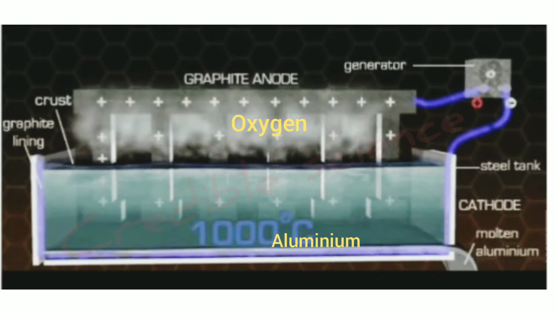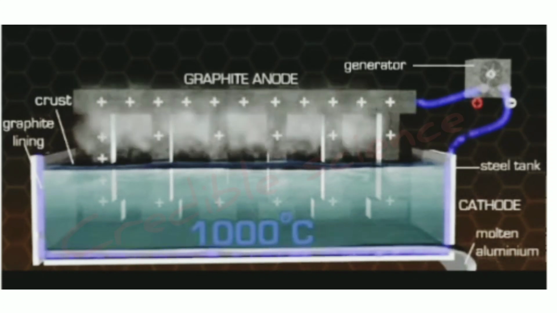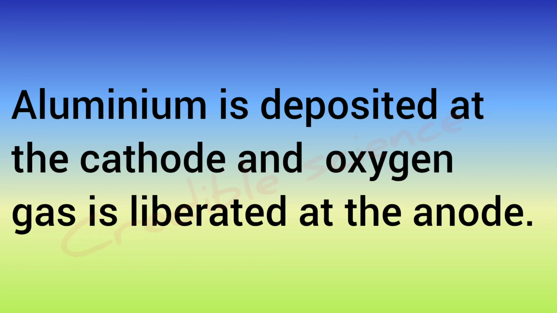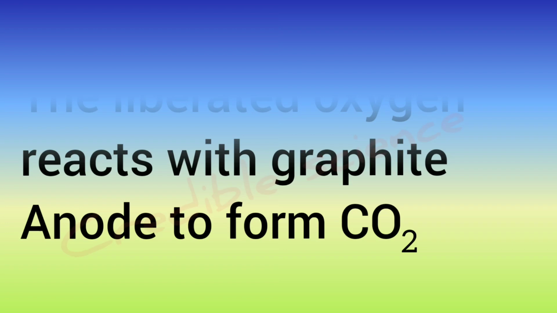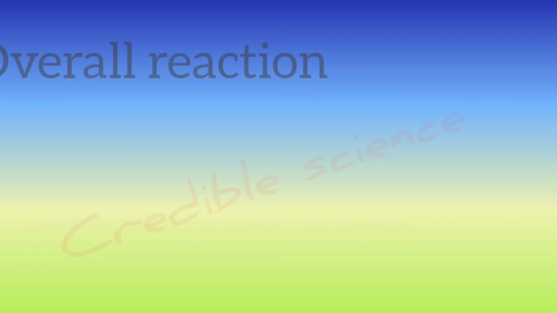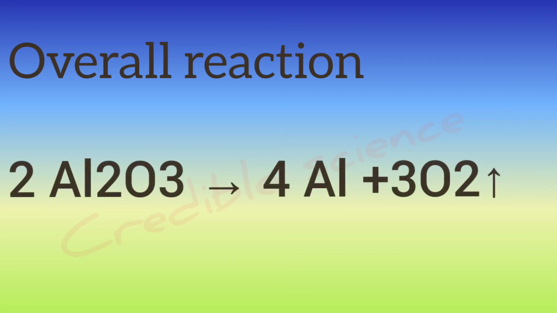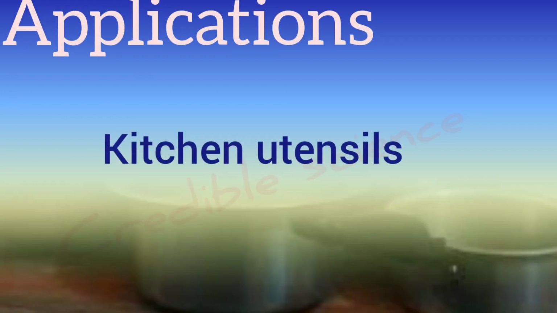The aluminium which is formed is in the molten form, flows down towards the bottom of the tank and is collected at the cathode. The liberated oxygen reacts with the graphite anode to form carbon dioxide. So what is the overall reaction? Aluminium oxide gets reduced by electrolysis to form aluminium and oxygen.